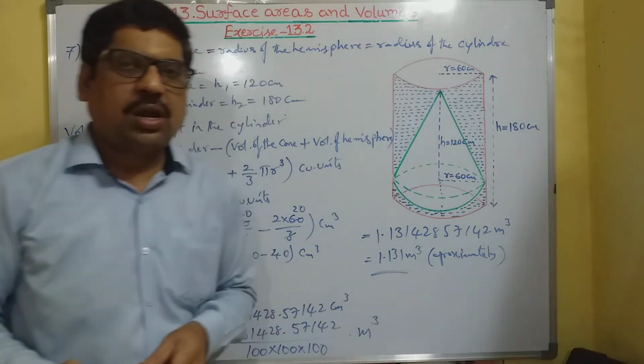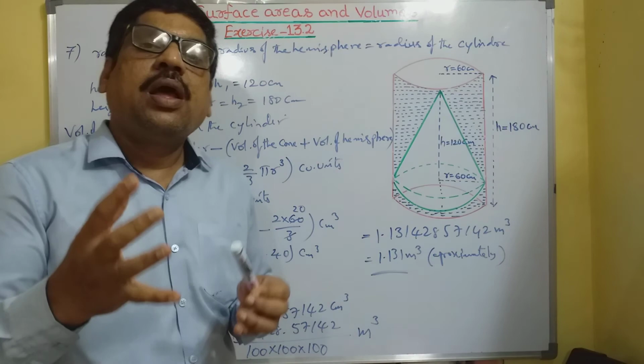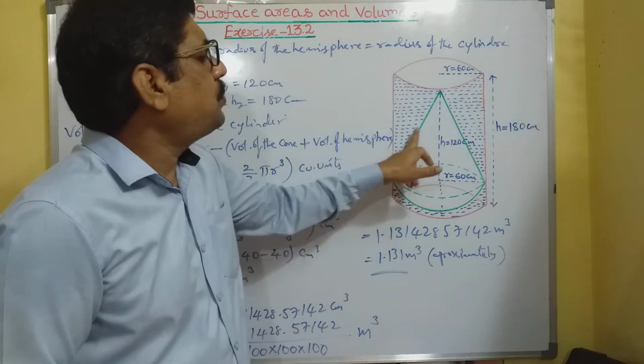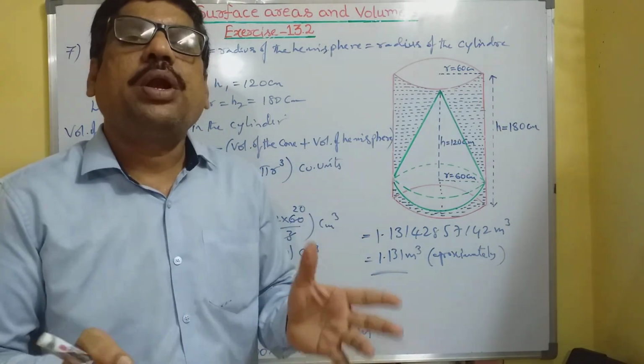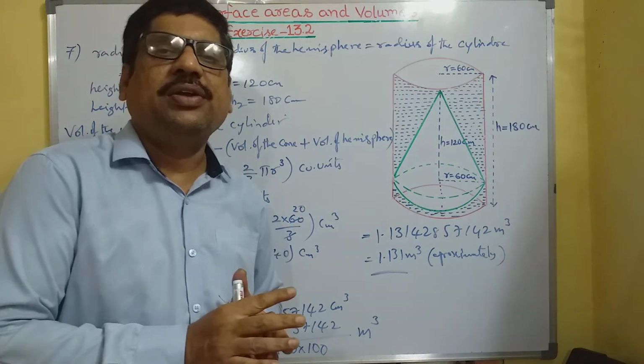So this is the water left over in the cylinder after keeping the solid which was formed by joining a cone and a hemisphere. Did you understand?